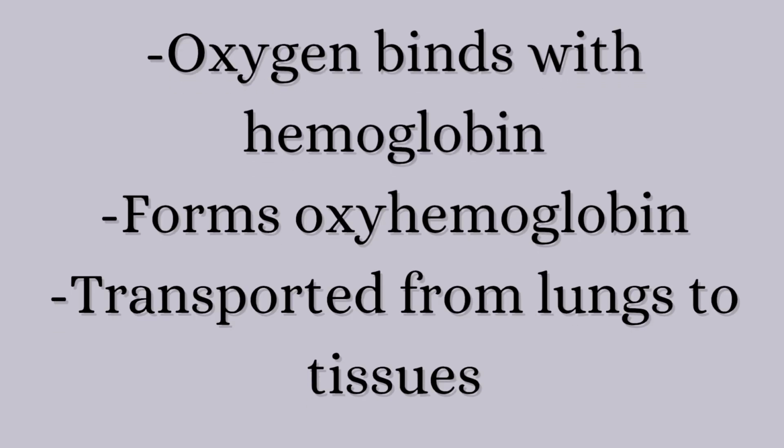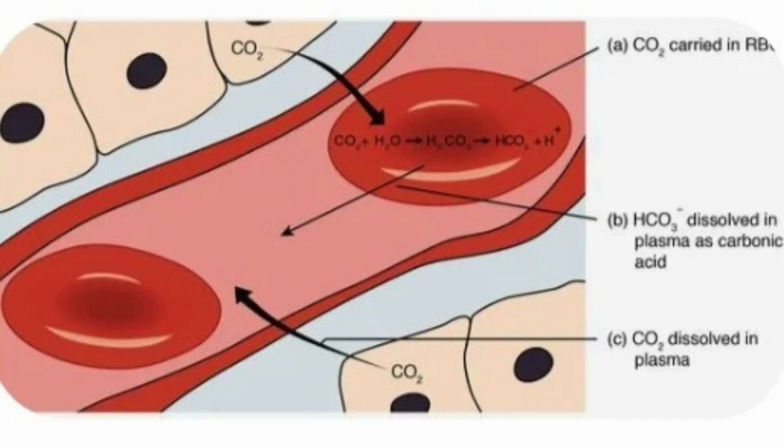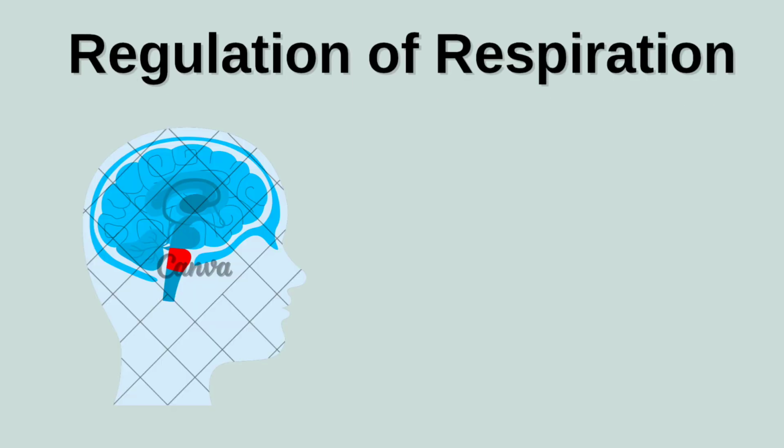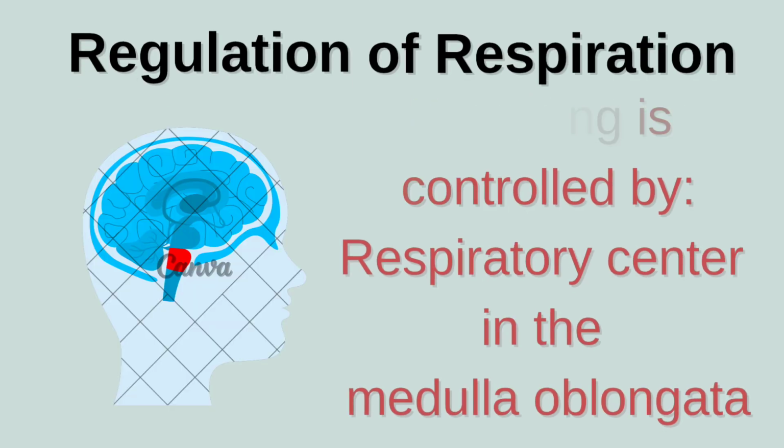Transport of gases. Transport of oxygen: oxygen binds with hemoglobin, forms oxyhemoglobin, and is transported from lungs to tissues. Transport of carbon dioxide: as bicarbonate ions, 70%. Bound to hemoglobin, 20%. Dissolved in plasma, 10%. Regulation of respiration. Breathing is controlled by the respiratory center in the medulla oblongata.